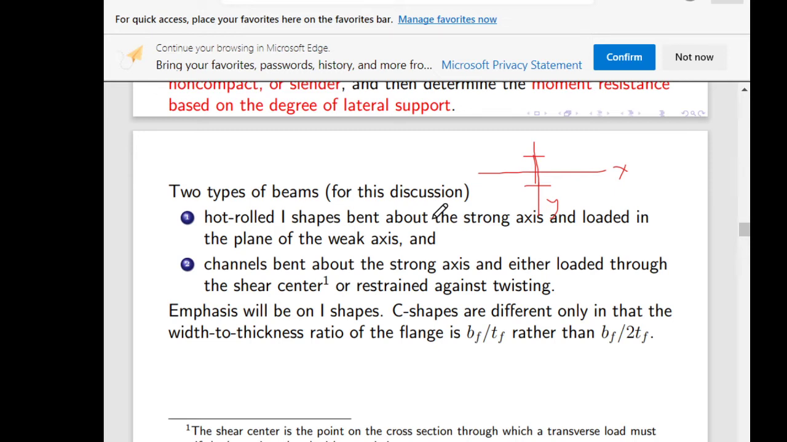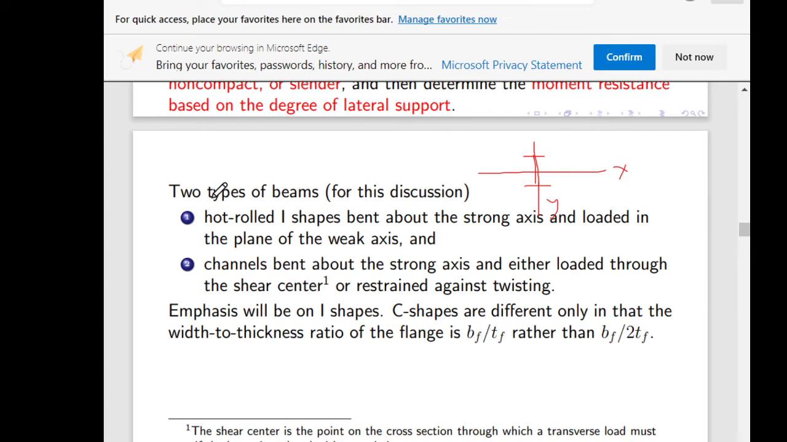And channels bent about the strong axis and either loaded through the shear center or restrained against twisting. But emphasis will be on I shapes. Then C shapes are different only in that the width to thickness ratio is bf over tf.